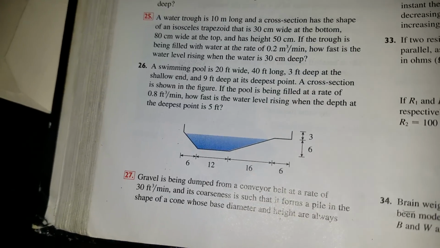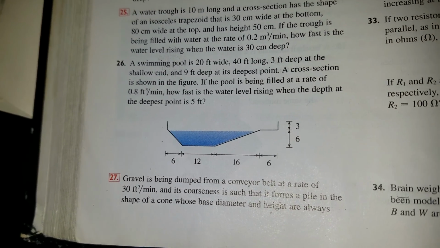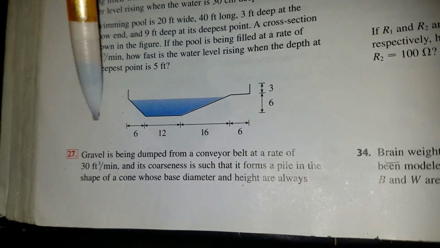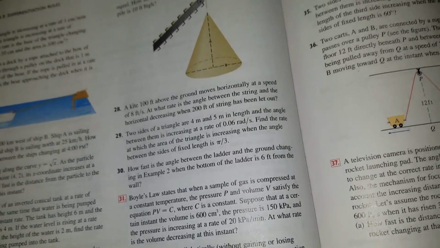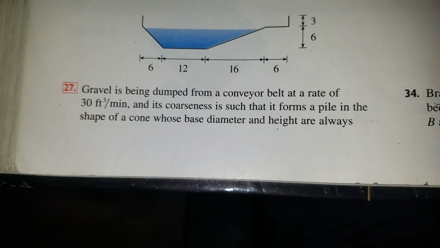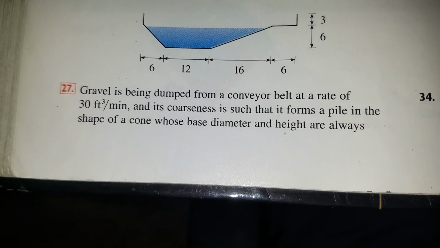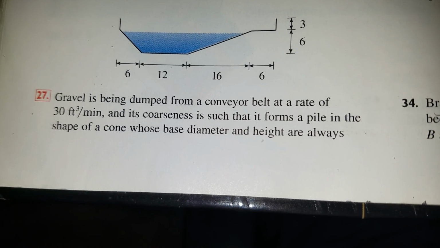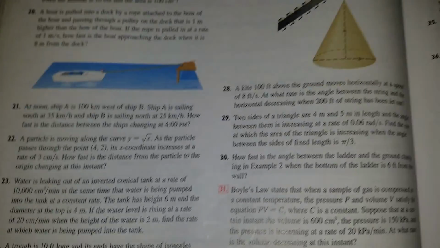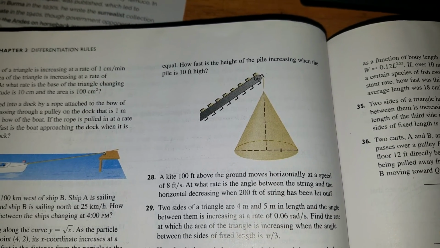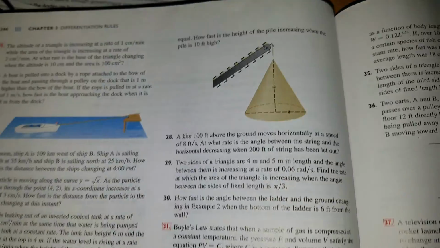Basically, it's this one. Yeah, it's this question. Gravel is being dumped from a conveyor belt at a rate of 30 cubic feet per minute, and its coarseness is such that it forms a pile in the shape of a cone whose base diameter and height are always equal. How fast is the height of the pile increasing when the pile is 10 feet high?